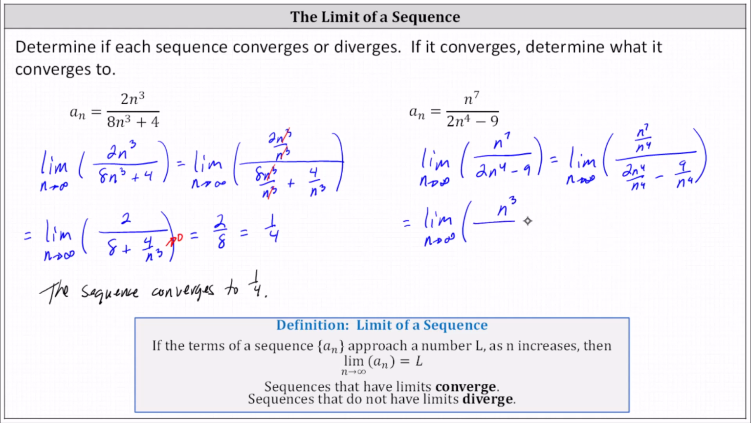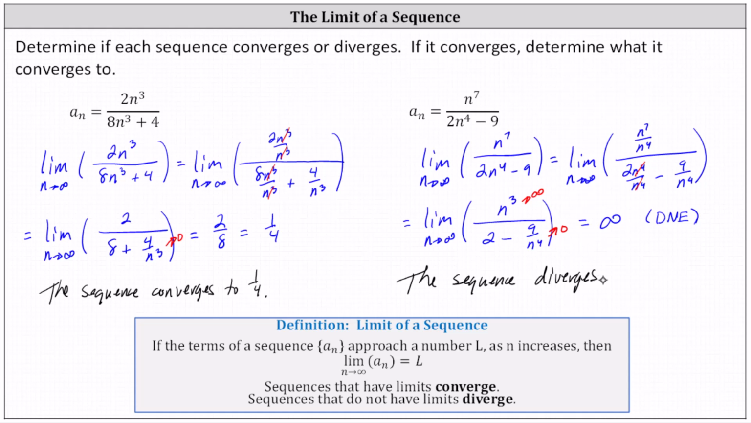And now in the denominator, n to the 4th divided by n to the 4th simplifies to 1, leaving us with just 2. We have 2 minus 9 divided by n to the 4th. As n approaches infinity, 9 divided by n to the 4th approaches 0. n cubed approaches positive infinity. Positive infinity divided by 2 is still positive infinity. The limit approaches positive infinity, which is not a real number and therefore does not exist, which indicates the sequence diverges.